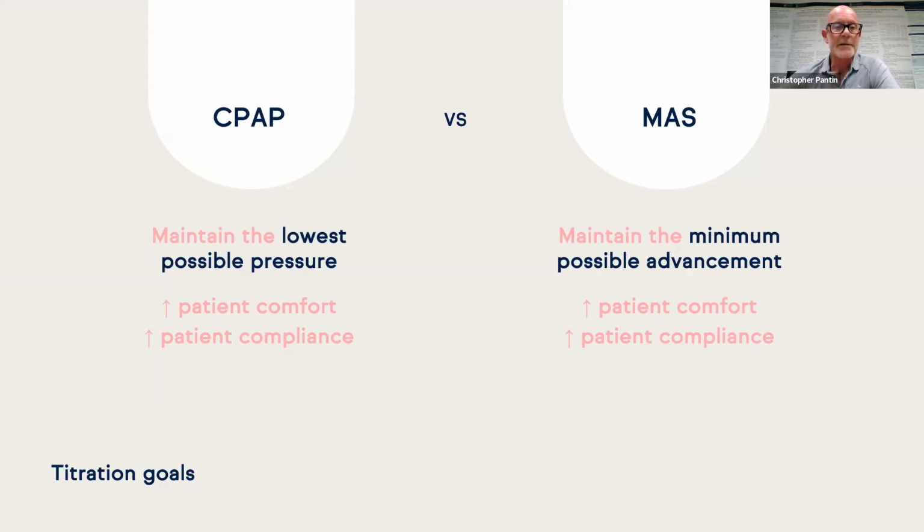So some do like it, some realise there's a place for it and it's a great plan B, etc., but it's not greatly loved. So with CPAP, the idea is to maintain the lowest possible pressure to maintain the airway during sleep. That's for increased patient comfort and hence increased patient compliance. With mandibular advancement splints, it is to maintain the minimum possible advancement, again, to increase patient comfort and obviously improve patient compliance.